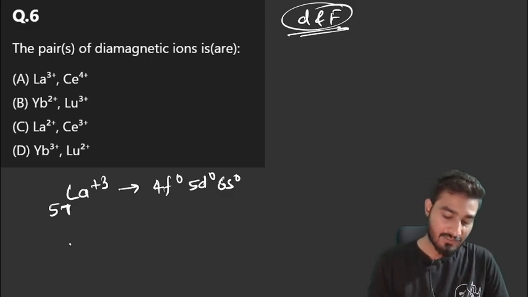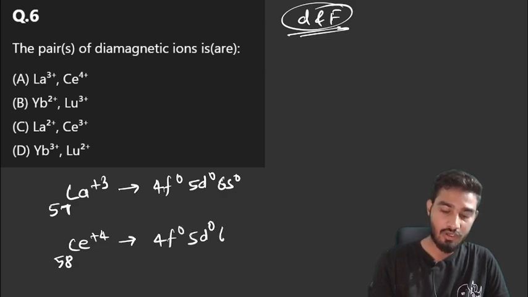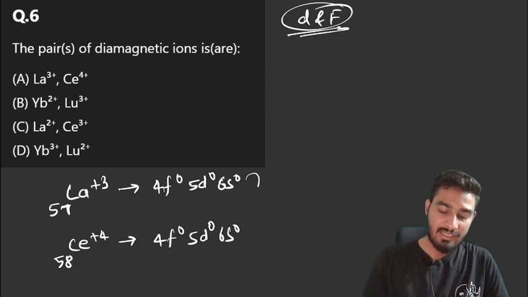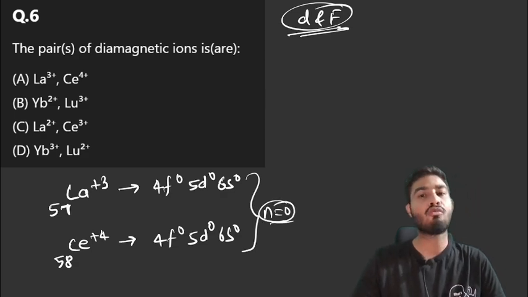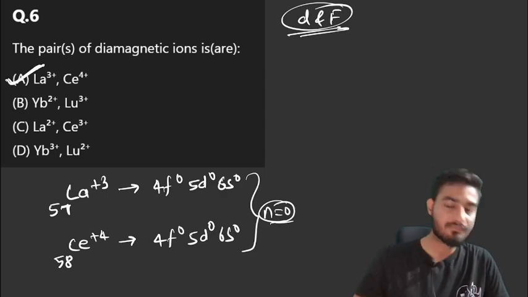If Ce4+, cerium's atomic number is 58, so it will also be 4f0, 5d0, 6s0. In that case the number of unpaired electrons is 0, no unpaired electron. That means it is diamagnetic. So A is our answer.